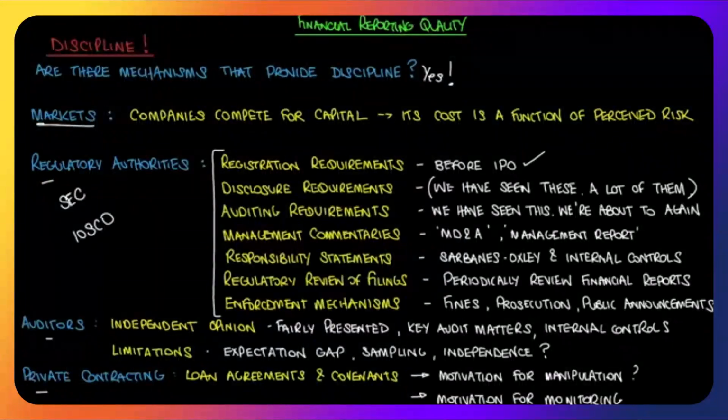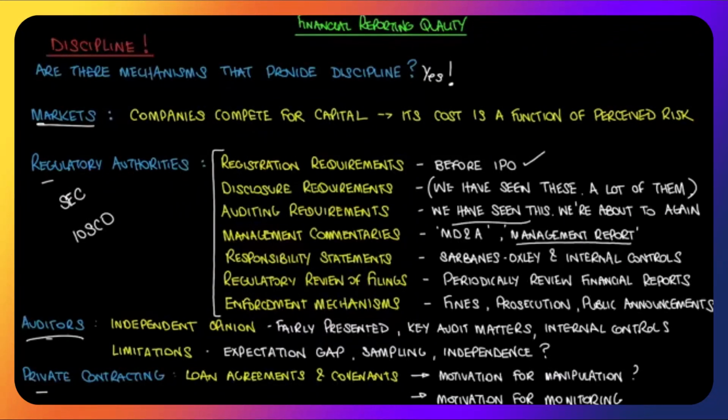Auditing requirements, if you've been through the understanding income statements module, you've seen this already, and we're going to see it again. Here it is. Management commentary is the MD&A, as you'll see it called in the US, the management report internationally. IFRS specifies a minimum set, or rather a set of guidelines about the minimum information that should be in that management commentary. It gives you a story around where the business is going.